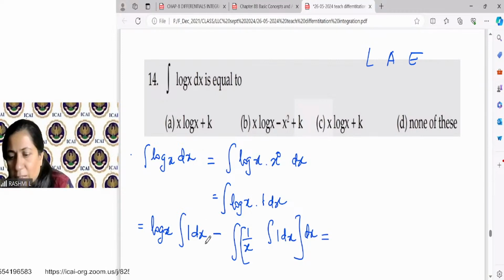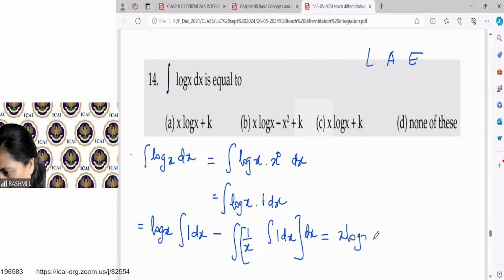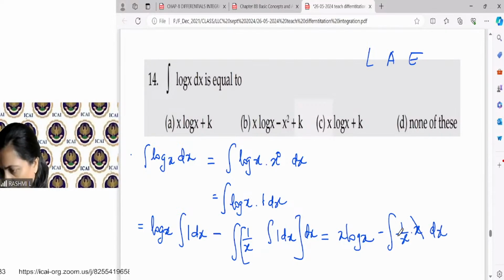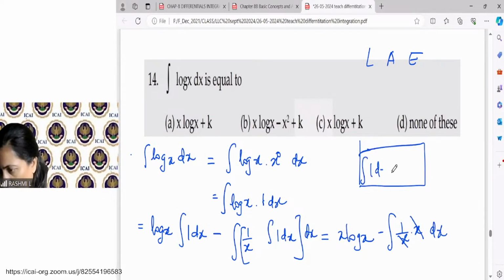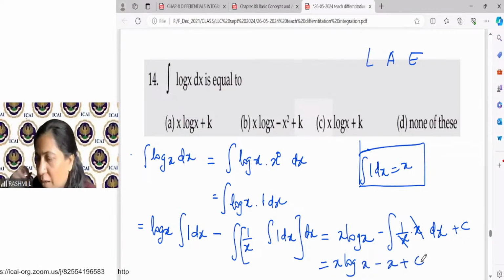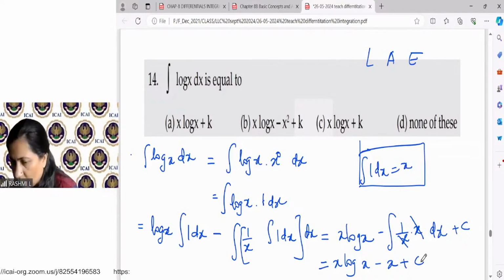So the integral of 1 dx is x. So this is equal to x log x. Now what will this be? Integral of 1 dx, I will do the integration first. That is x. So minus integral of 1 upon x into x dx. So this x will get cancelled and it is the integral of 1 dx. Remember, the integral of 1 dx is equal to x. So this is equal to x log x plus c, and this will be minus x plus c. So this will give you the whole answer.